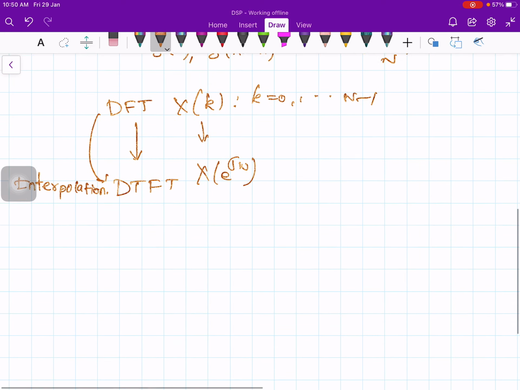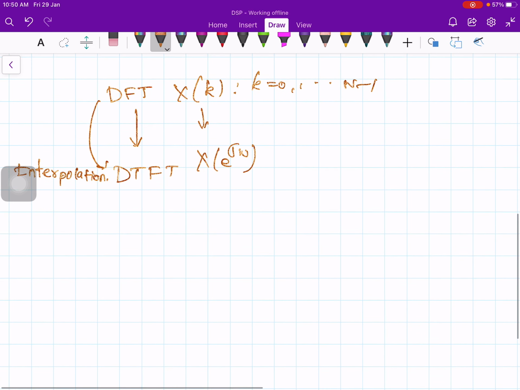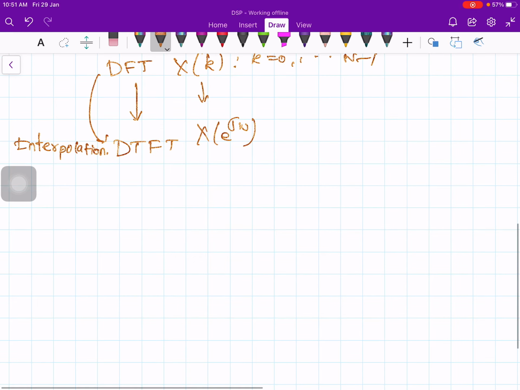Now let's move on to the relationship between X of k and x of n, the relationship between DFT and IDFT, in a more detailed manner: how it can be expressed or represented in a compact way, and how you can compute it using your computer.